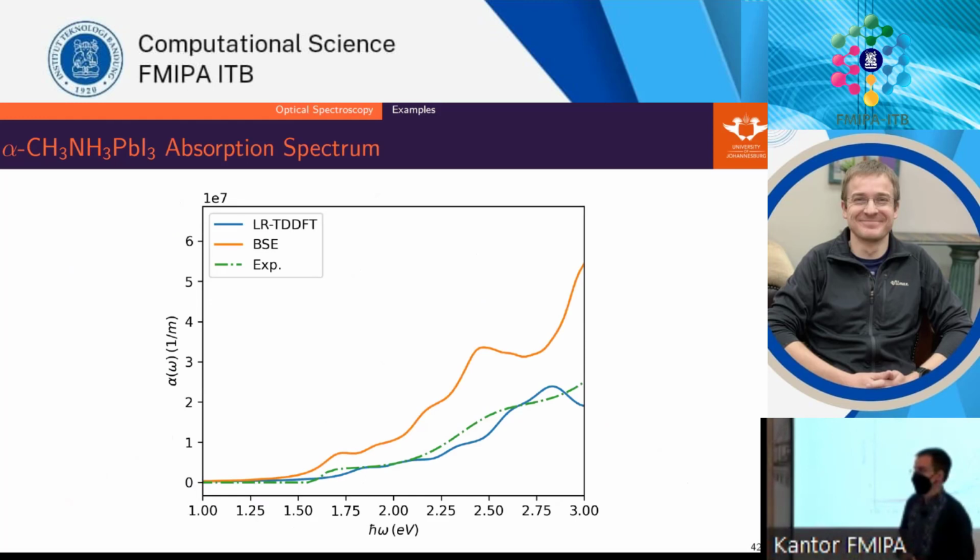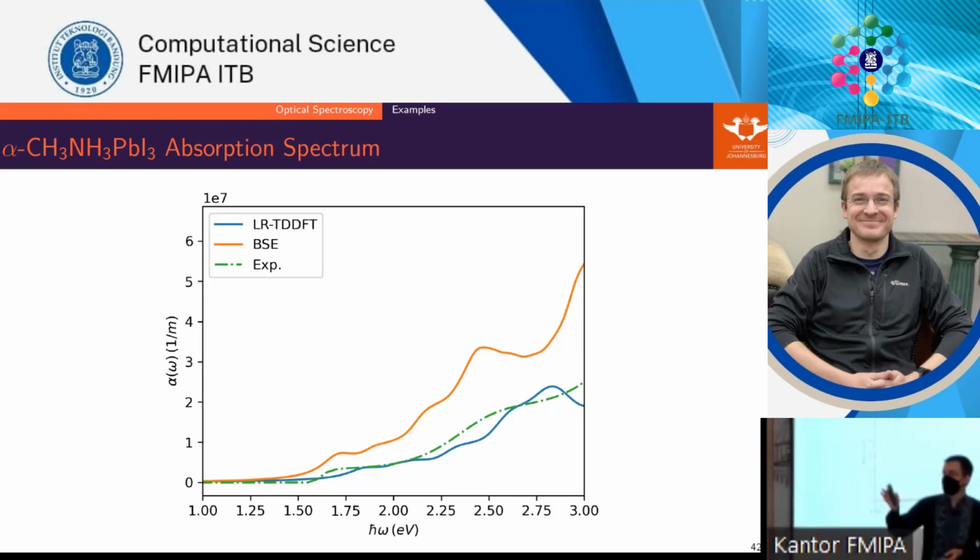Just to show the importance of the BSE method, I have here perovskite. This is lead iodide perovskite, where the cesium is replaced with this methyl ammonium or whatever it's called ion. I'm not a chemist, sorry. Which basically is the most popular perovskite used experimentally for solar cell applications, but it's a bit unstable.